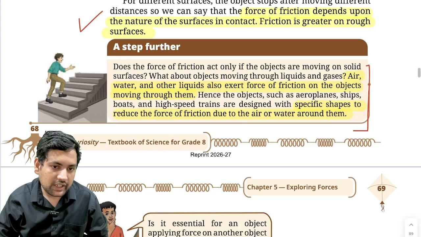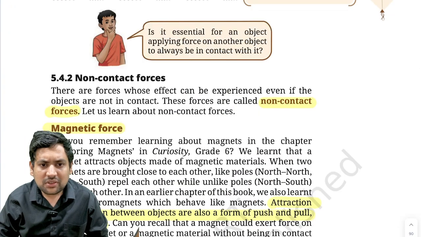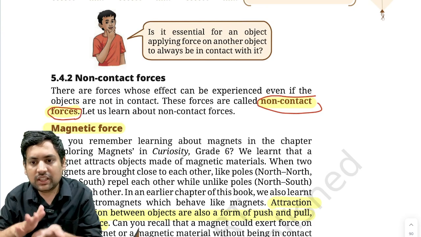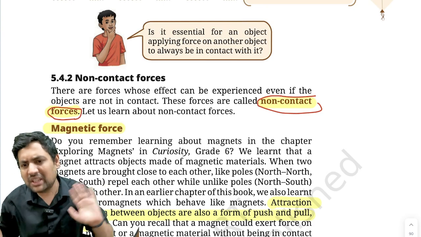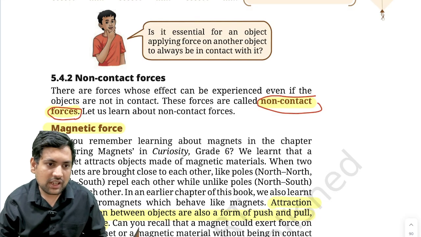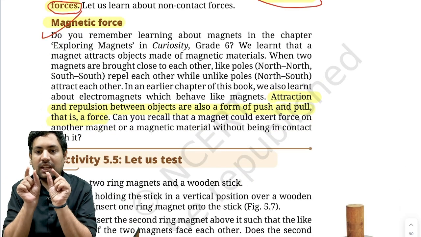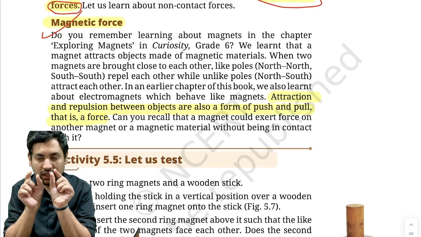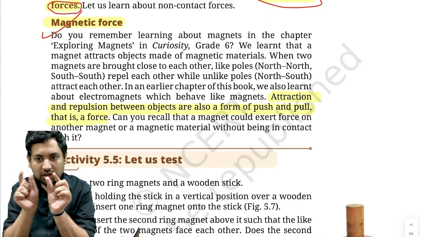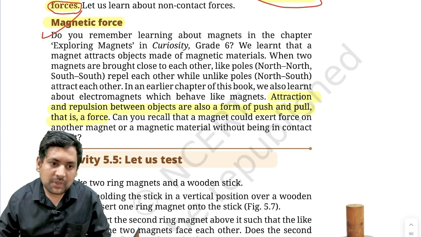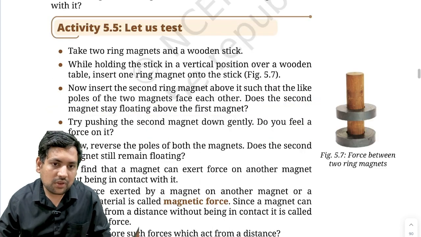Then it talks about non-contact forces. What are non-contact forces? You don't have to be physically touching or indirectly touching; you need not be touching at all, and it still works. An example is magnetic force. If you put two magnets with the same poles close to each other, not touching, they just repel. If you put unlike poles, they attract each other, so they move close without being in contact. So this is one example of a non-contact force.